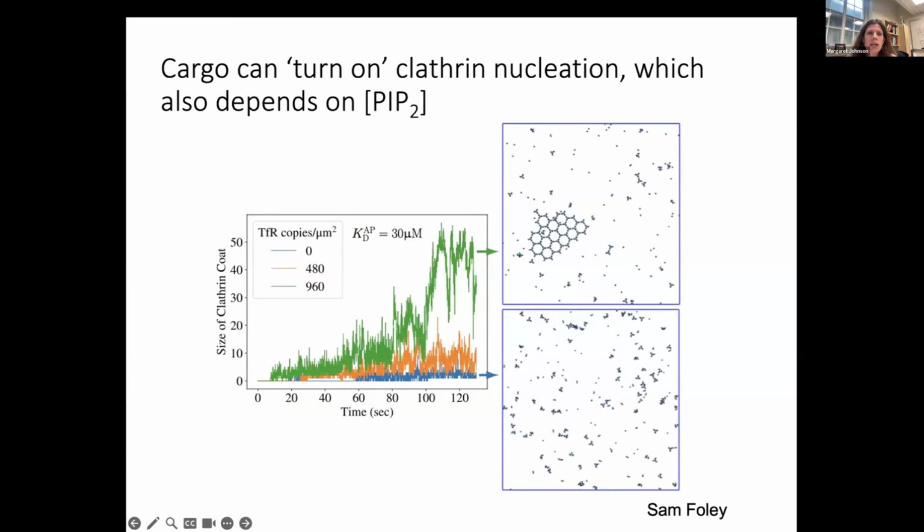We can show that there's regimes where basically clathrin will not assemble without cargo. So that's the blue and the orange curves. And that's this picture here, right? You don't see any. And so here, instead of adding adapters, we added in cargo. And then he was able to get it to nucleate. And we can show that if the membrane just isn't sticky enough, then it can become very sensitive to cargo and actually nucleate, which is what we think is happening in the cell. It's only good at nucleating when there's cargo there.